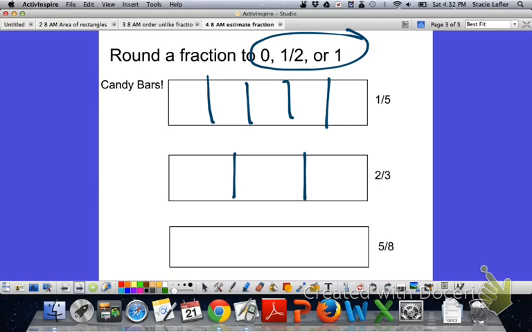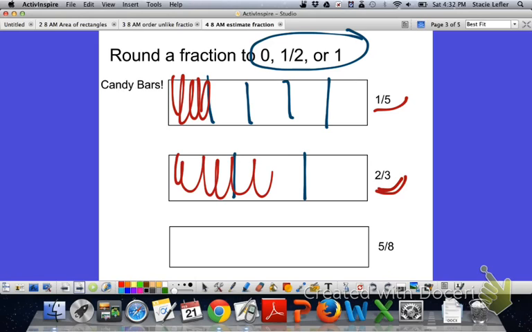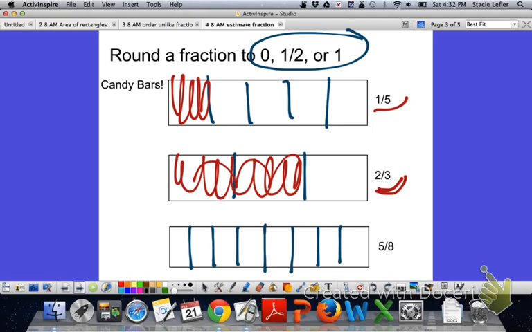Okay, so we split the first one into fifths, and that would have been 4 cuts and shading in 1/5. The second one is into thirds, so that would be 2 cuts, and we shade in 2 out of 3, or 2/3. And then the last one is into eighths, so I'm going to cut it in half, and I need 4 pieces over here, so there's 3 cuts, and another 4 in this half, another 3 cuts, and then shade in 5 of those pieces, 1, 2, 3, 4, 5.